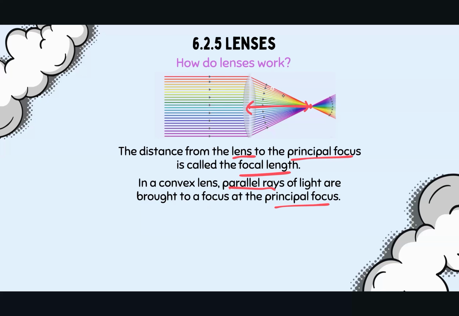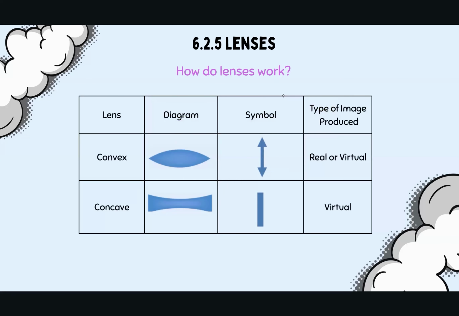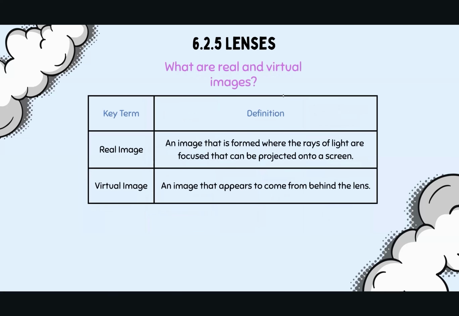What it does is it bends the light inwards. So convex lens bends the light inwards. Concave bends the light outwards. And these are symbols that you can use. Now, convex can make a real or virtual image, and concave can only make a virtual image. So let's understand each one in a bit more detail.